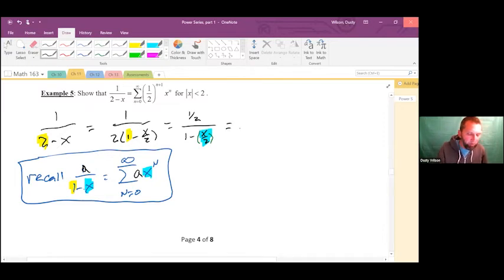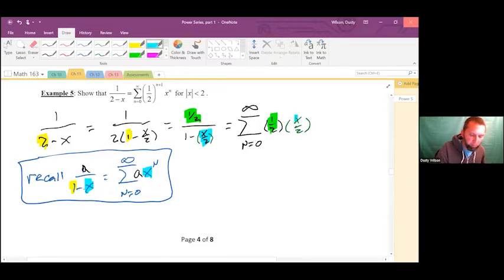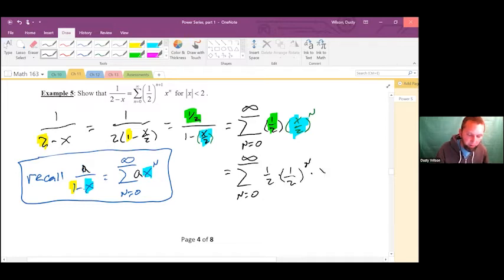So this will be equal to the sum from n equals 0 to infinity. And then we have a, which for us is a half. So this half right here. And then I want to multiply by the x, and our x is x over 2, all raised to the nth power, like that. And then we could simplify this. Notice this would be like the sum from n equals 0 to infinity of 1/2 times 1/2 to the nth power times x to the nth power.